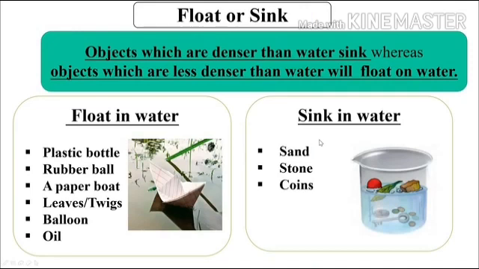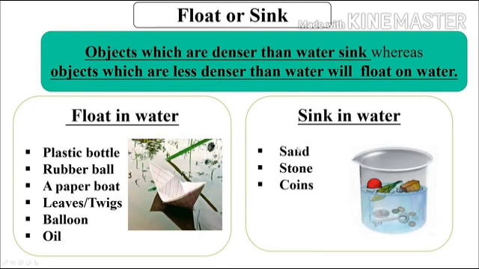The next property which we need to study is whether a material will float or sink in the water. You must have observed that when you put a plastic bottle or a rubber ball or a paper boat in water, it generally floats in the water. Whereas if you put sand, stone, coins, etc. in water, they will generally sink in the water.